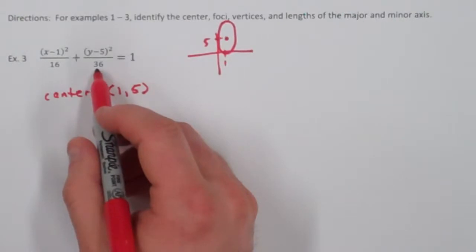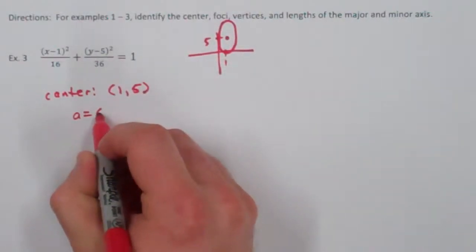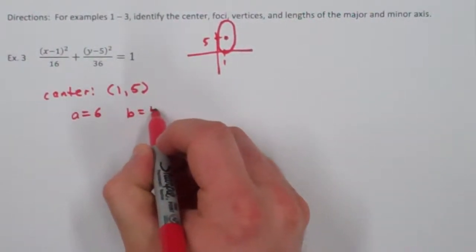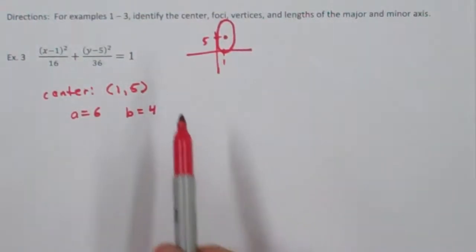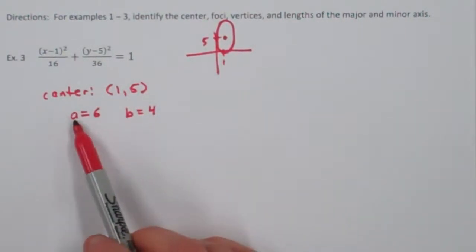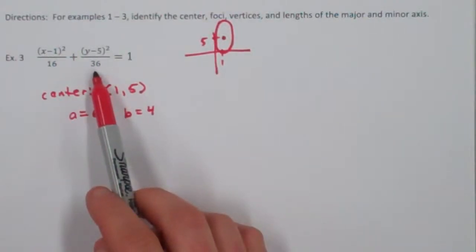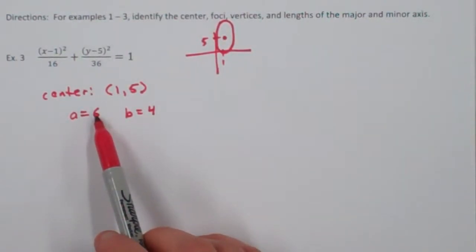So a squared is 36, making a 6. B would then be 4. Watch out for a common student error here of just taking the 36 and making that a. A squared is 36, so a would be 6, okay?